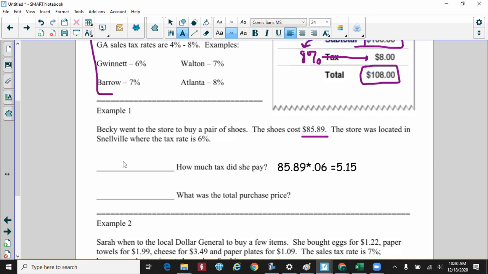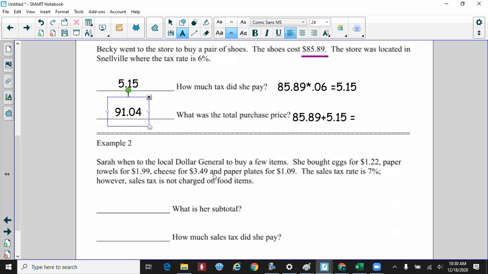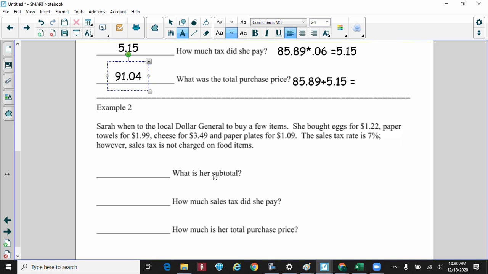All right. So how much tax did you pay? $5.15. Now, what was her total purchase price? Again, the subtotal was $85.89 plus the sales tax, which is $5.15, which gives you an overall price of $91.04. All right. So example number 2, when Sarah went to the local Dollar General for a few items, she bought eggs, paper towels, cheese.